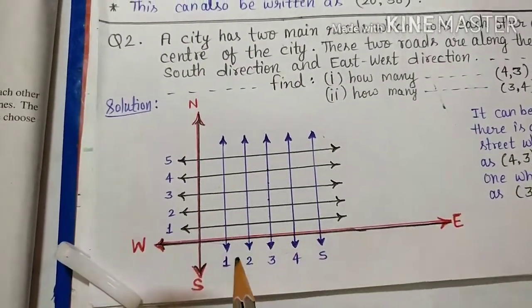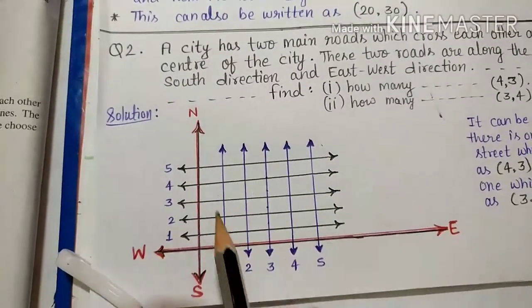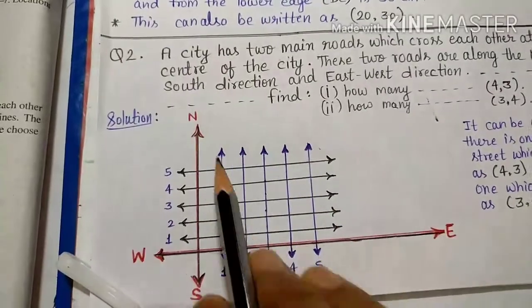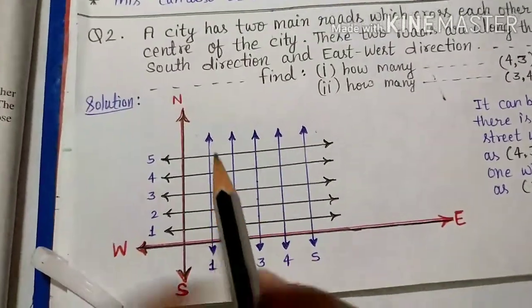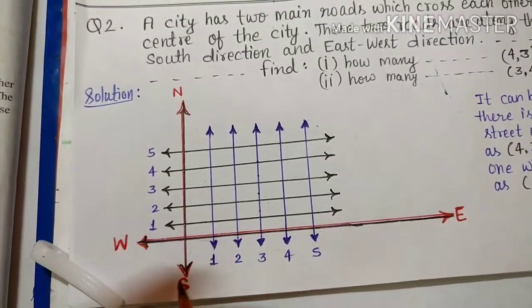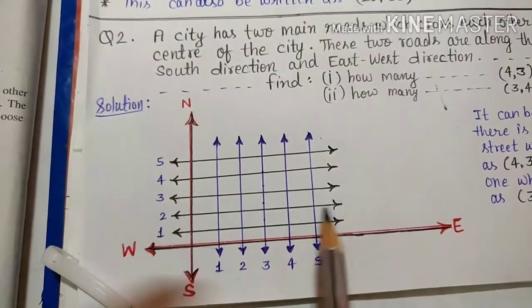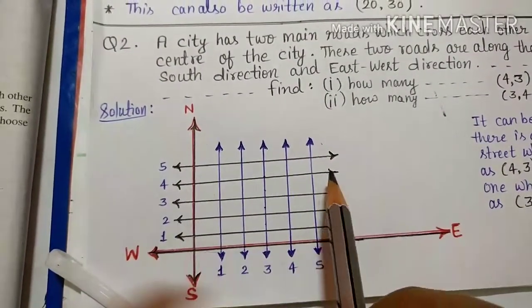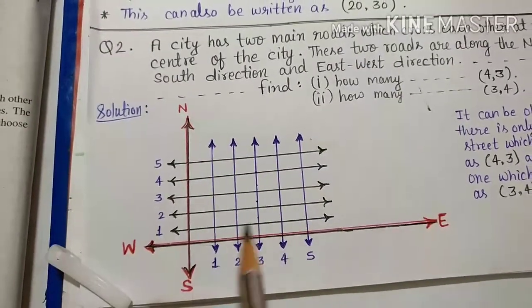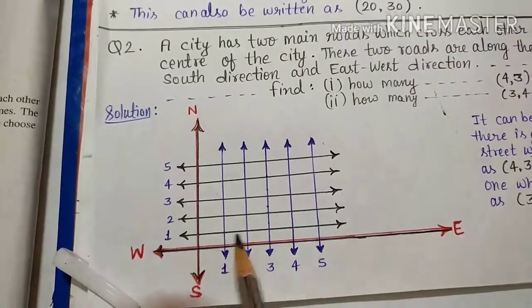These are the other roads: Street 1, Street 2, Street 3, Street 4, Street 5. These are the roads which are along the north-south direction. See, vertical, the blue ones. The blue lines are the vertical lines along the north-south direction. Other streets are there: Street 1, Street 2, Street 3, Street 4, Street 5. The black ones are horizontal lines, along the east-west direction.